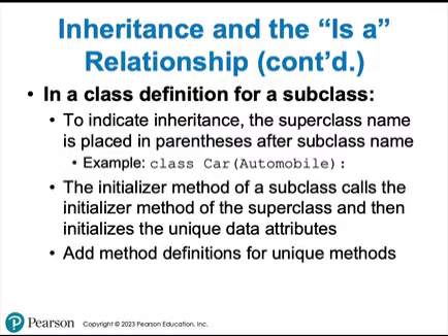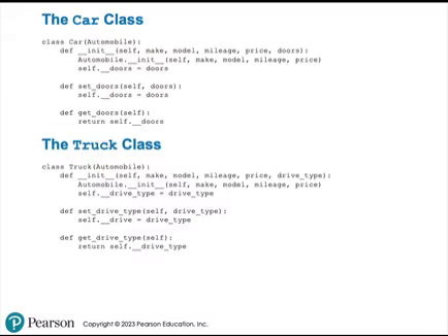And then, like we saw before, we can have methods that might be unique to the subclass. So looking at that, we define a car. It's an automobile.